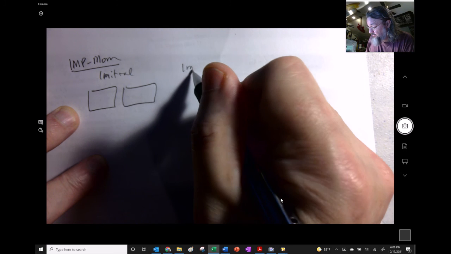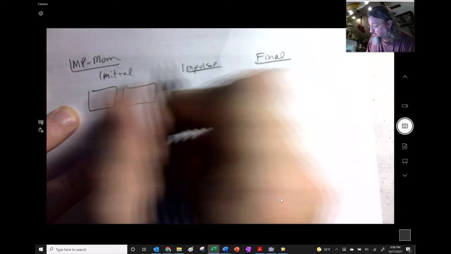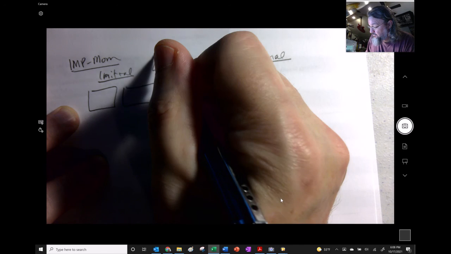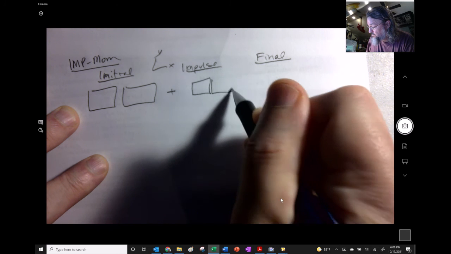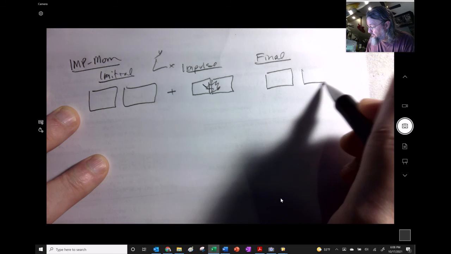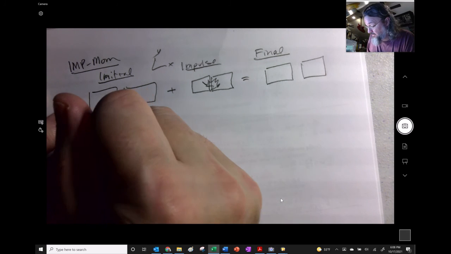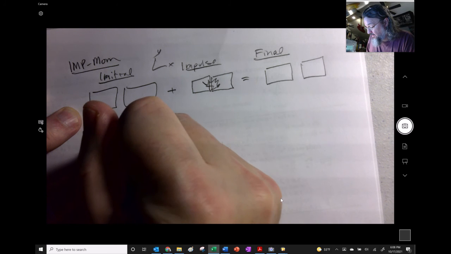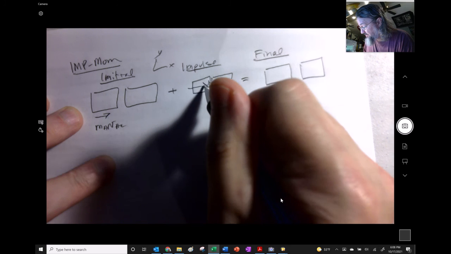We have initial, we have impulse, we have final. So, explosion right there. So we have, all right, this way here, MAVA2, and we have this impulse, and they're going to be equal and opposite.